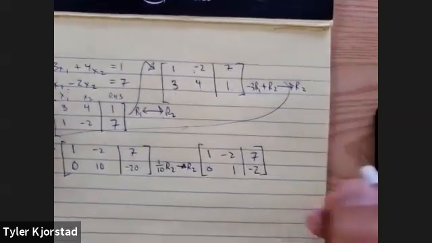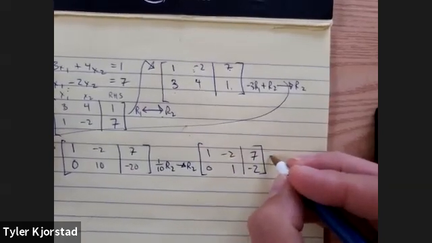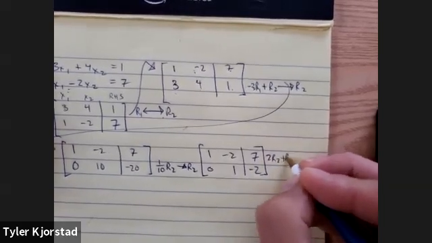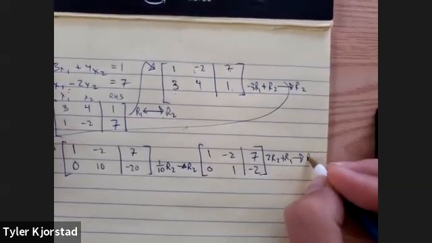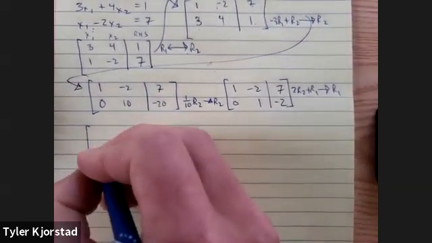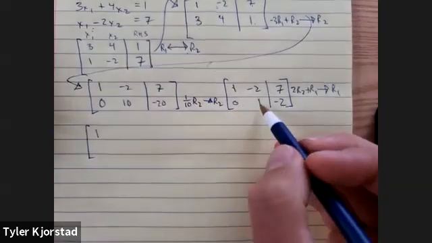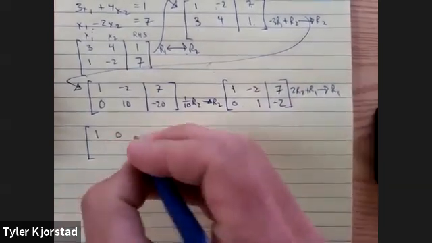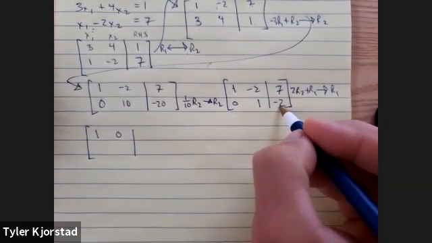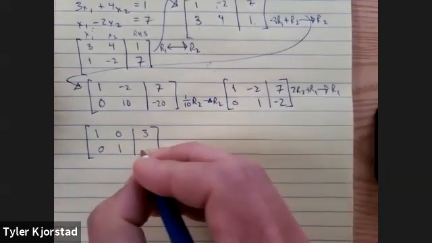Now we need to get a 0 above there. So maybe we'll do 2 times row 2 plus row 1 becomes the new row 1. Once we do that, 0 times 2 is 0, plus 1 is still 1. That's the nice part about that. 1 times 2 is 2, plus negative 2 gives me 0, and that was the whole point of why I did that. 2 times negative 2 is negative 4, plus 7 is 3. And then we got 0, 1, and negative 2.